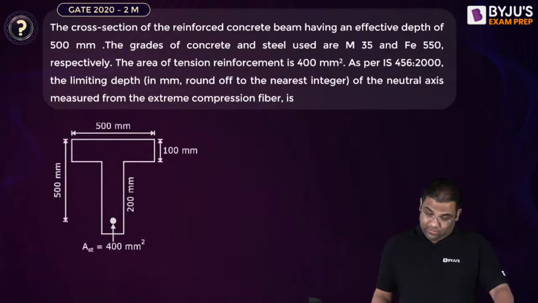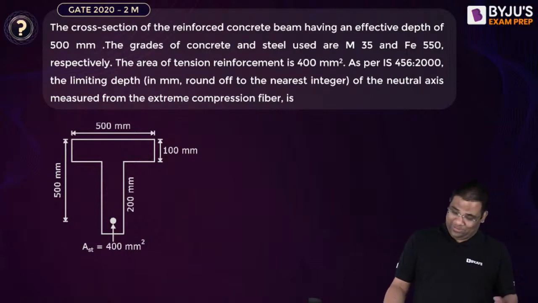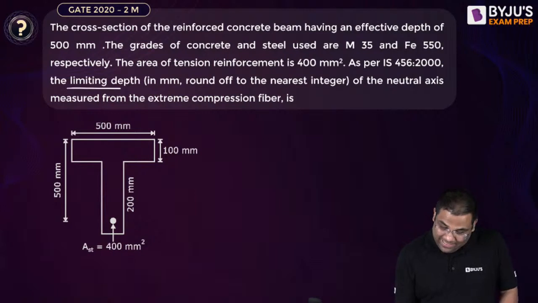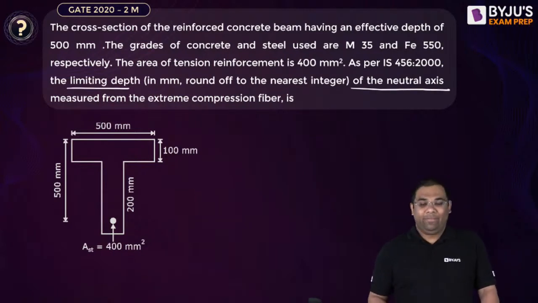Now, this is again a very simple one. Why they have asked two more questions, I don't know. Many of the questions in RCC are like this. See, what is given? The limiting depth of neutral axis. Find out the limiting depth. This is a T beam.